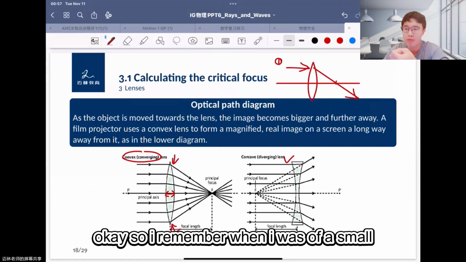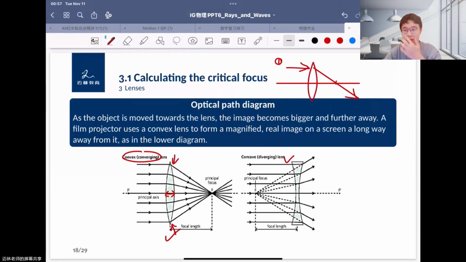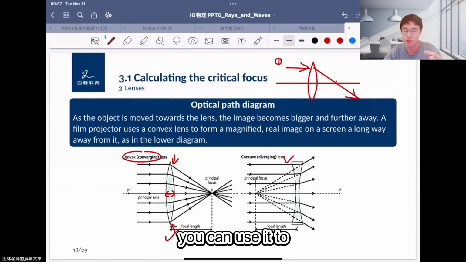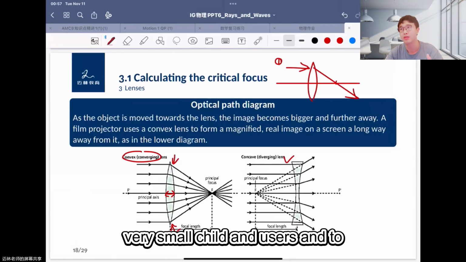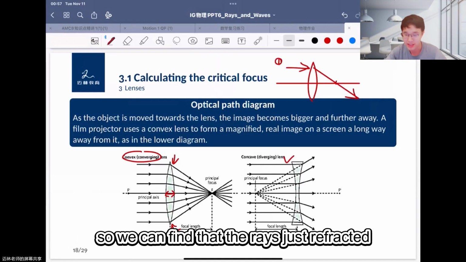Okay, so I remember when I was a small child, the glasses on your nose were just made of glass, and you can use a lens to make fire. When there is very big sunshine, you can use it. At that time, when I was a very small child, I used this to investigate how ants move their houses. So we can find that the rays are refracted this way.